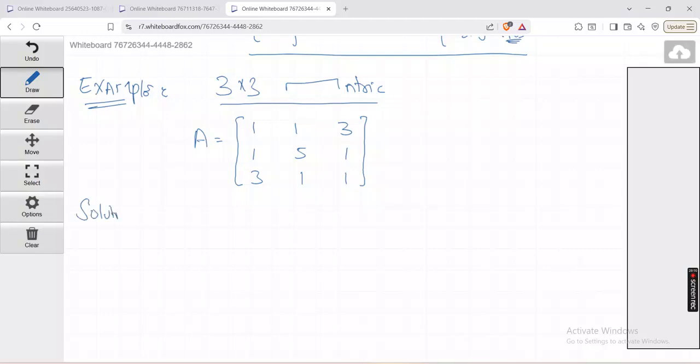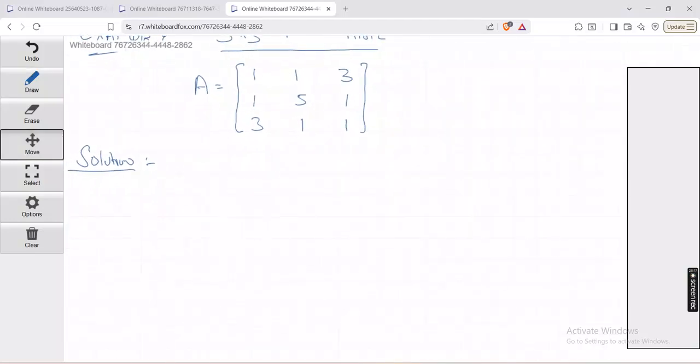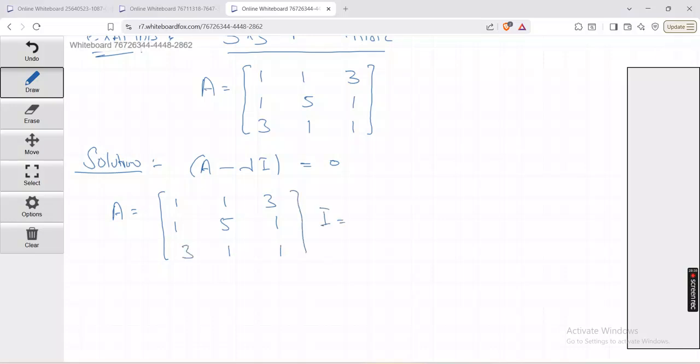The steps are the same, but it has more values now. Solution: again the same characteristic equation, which is A minus lambda I is equal to 0. This is your matrix A: 1 1 3, 1 5 1, 3 1 1, and matrix I is the identity: 1 0 0, 0 1 0, 0 0 1.